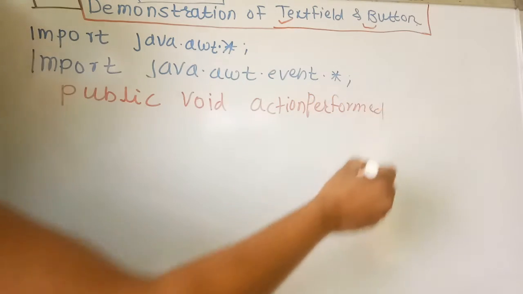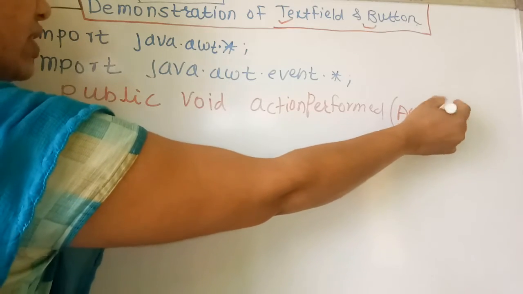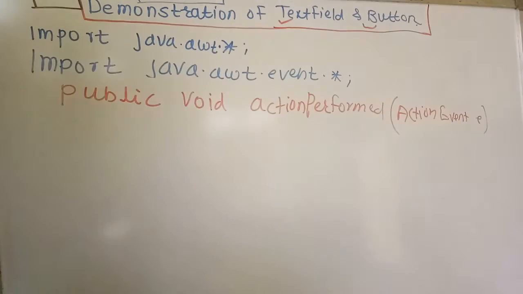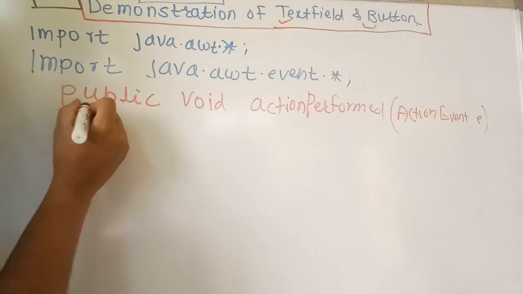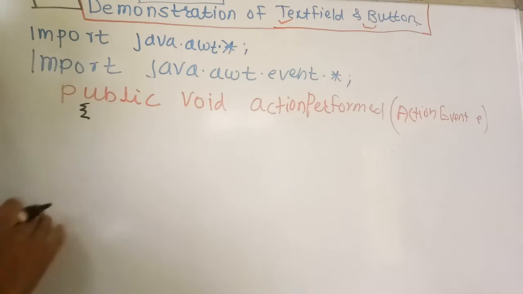and in brackets you have to handle the action event, that is ActionEvent, and for example e. This is the standard, ready-made method you have to use in each and every program. There is no change while using it in any program. This method is the same for all programs. Now you have to take an event, like when you click on it.